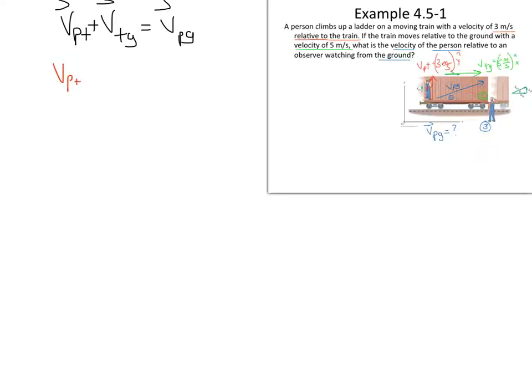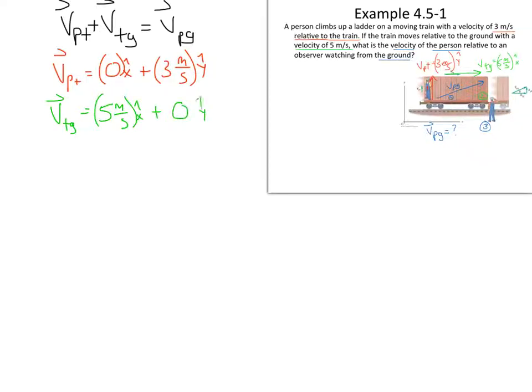Velocity of the person to the train is going to be 0 x hat, right? Not moving in the x direction, and what is it? 3 meters per second y hat. You don't have to write the 0 x hat, but we're just going to practice adding vectors using unit vector notation. All right, velocity of the train to the ground. That's going to be 5 meters per second x hat in the x direction, and 0 meters per second y hat. Okay? So how do we add them together?